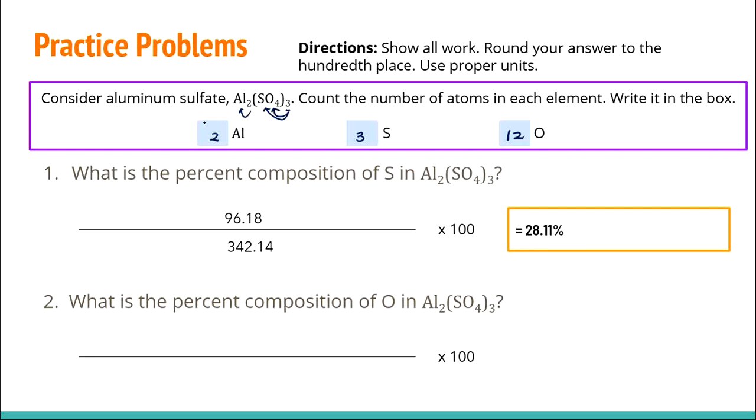Next question. What is the percent composition of oxygen in aluminum sulfate? Why don't you go ahead and pause the video and try this one out for yourself. Play the video when you're ready. So this is what your setup should look like, and this is the answer you should have gotten. 192 divided by 342.14 times 100, and there's 56.12% of oxygen in aluminum sulfate.